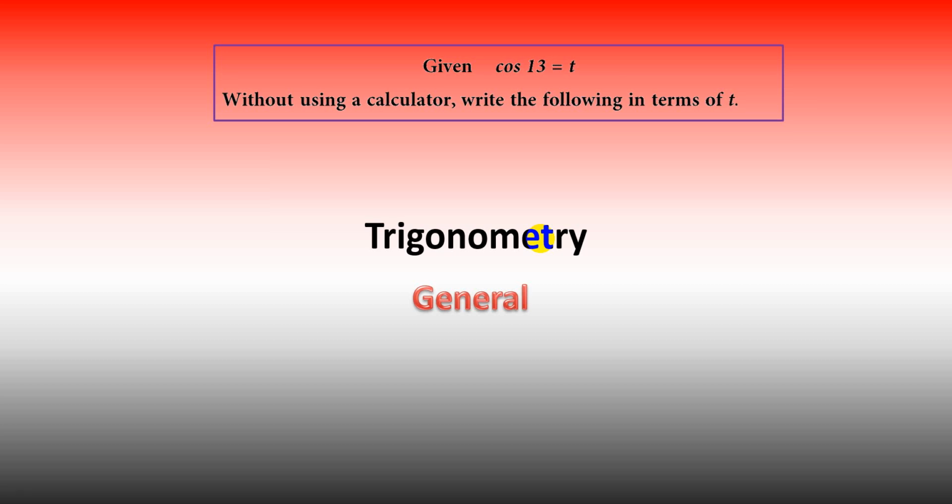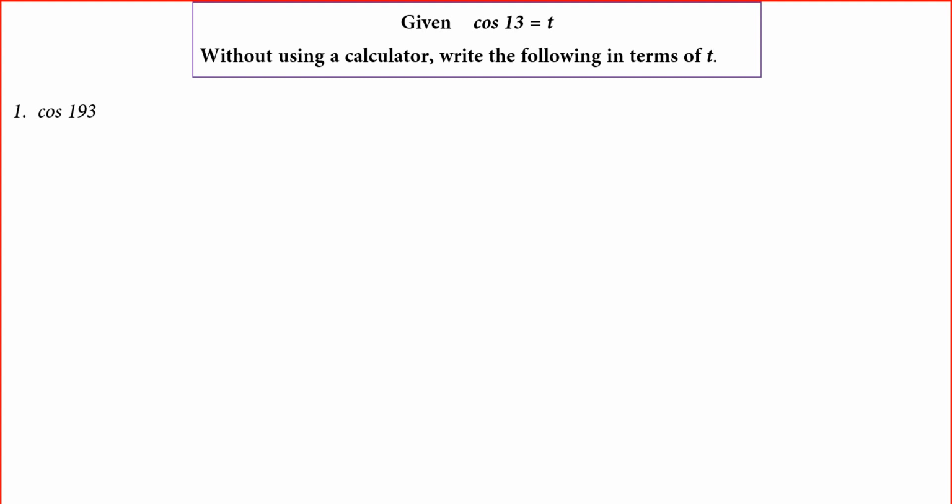Hi, we want to look at a general question in trig, where, given cos 13 is equal to t, we're going to express all other trig in this question in terms of t. So there's a question we have, and it tells you that cos 13 is equal to t, and without using a calculator, write the following in terms of t.